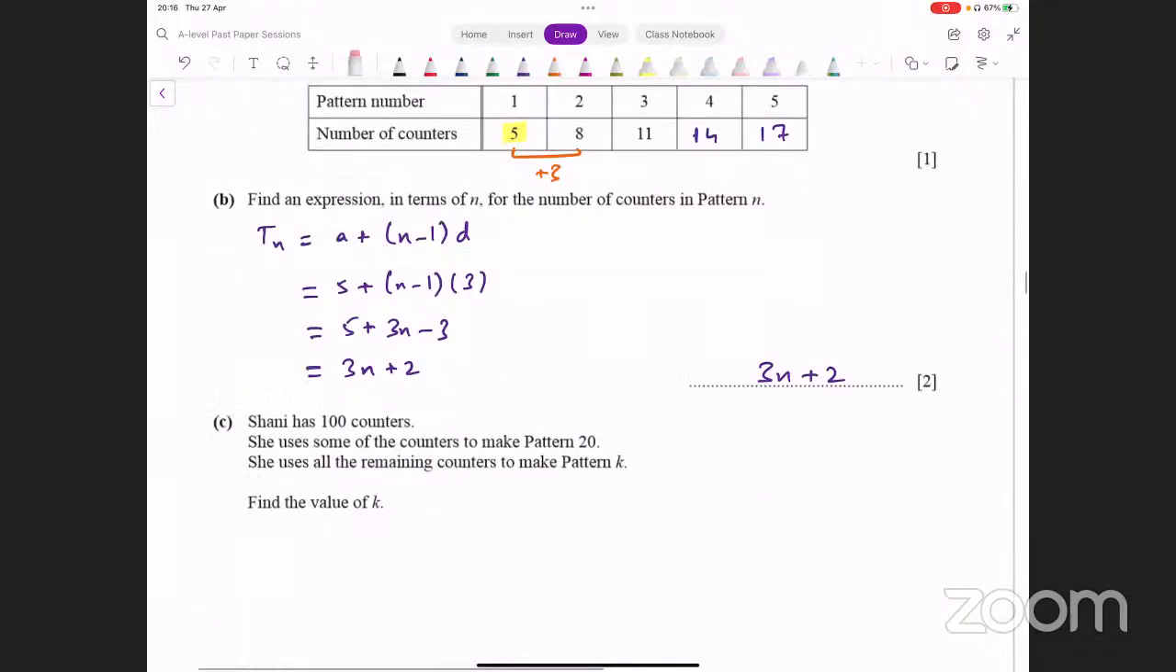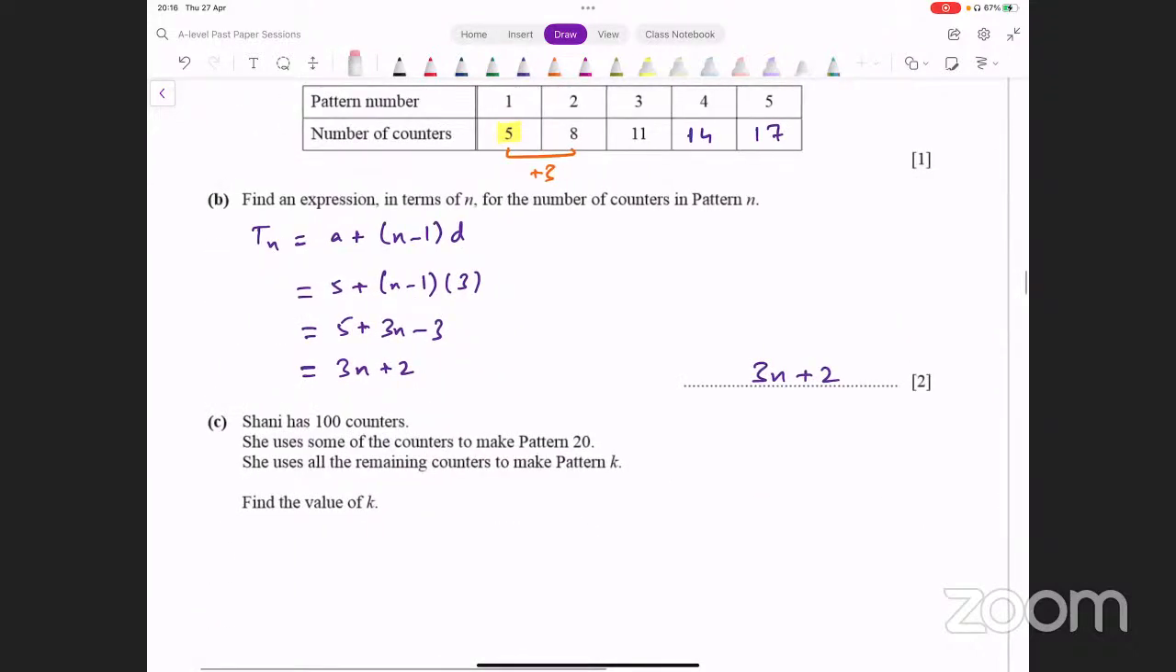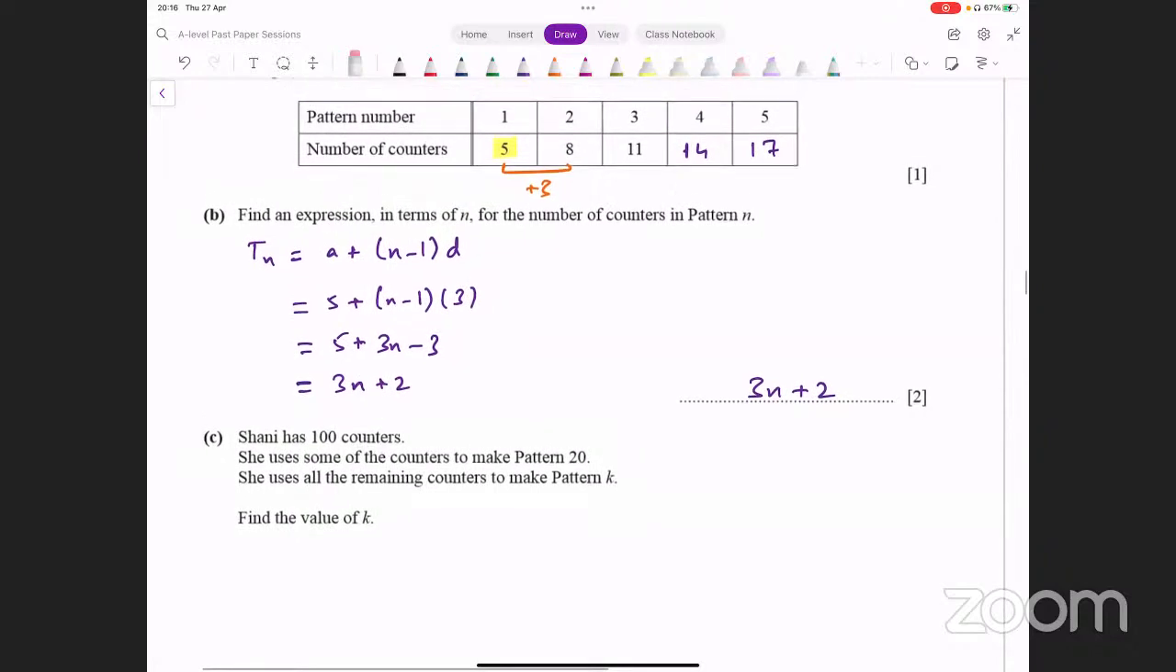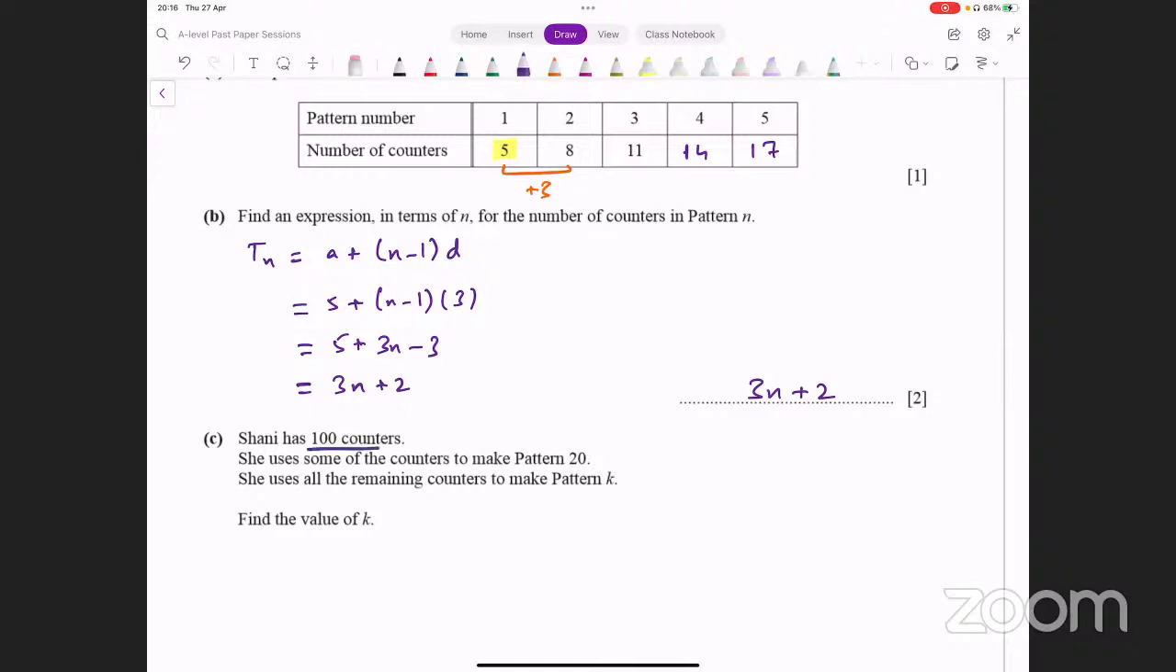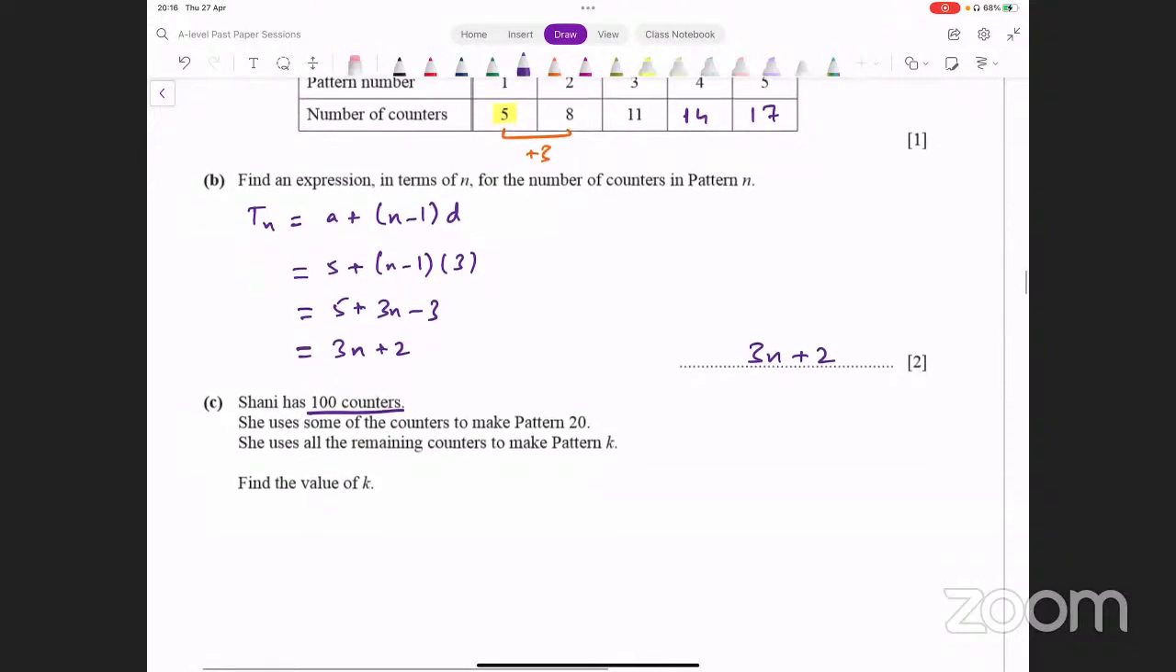Okay, let's look at part C now. It says Shani has 100 counters. She uses some of the counters to make pattern 20. She uses all the remaining counters to make pattern K. Find the value of K. All right. She has 100 counters in total.